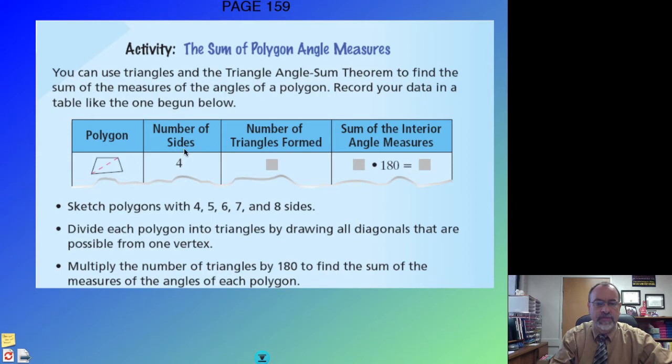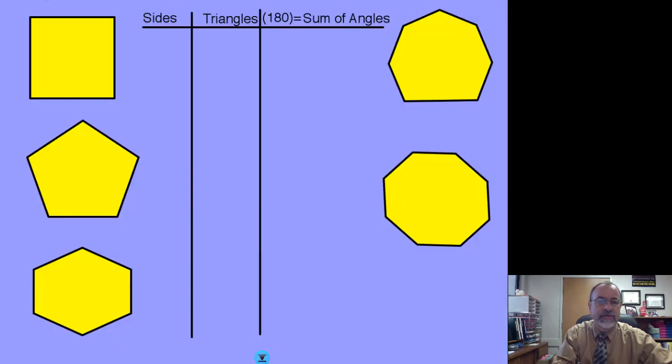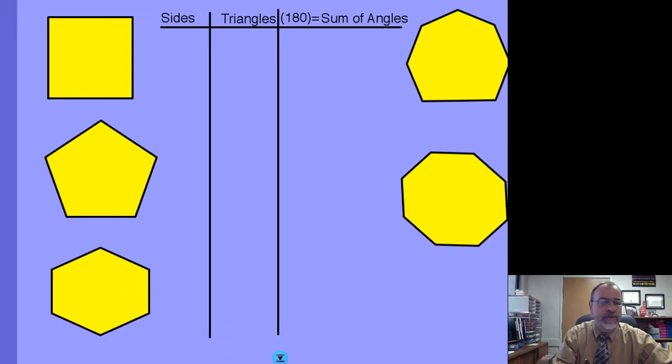So we're going to make this little chart here, and we're going to sketch polygons with 4, 5, 6, 7, and 8 sides, and then we're going to divide the polygons into triangles by drawing diagonals from just one of the vertices, and then we're going to multiply that number by 180 because we know that all the angles in a triangle add up to 180. And let's see if we can figure out a pattern. So here we have the 5 figures we're going to do.